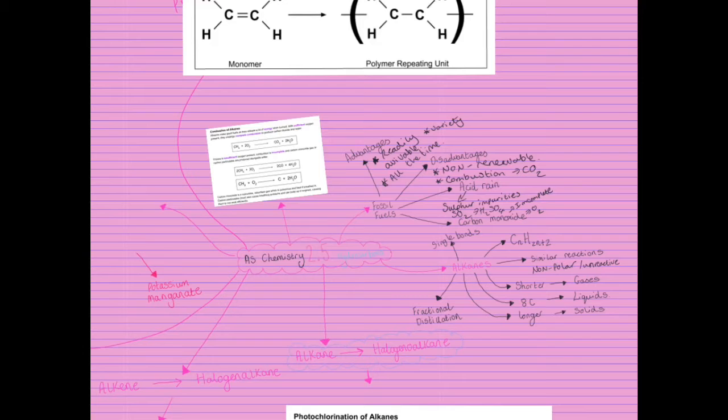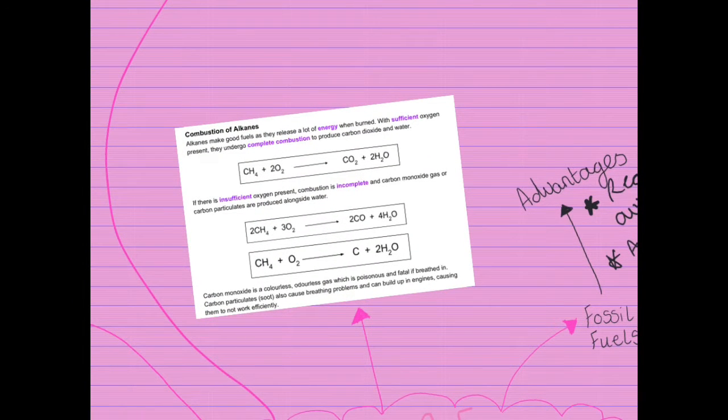Right, so looking at combustion now. Alkanes readily undergo combustion, they're a really good source of making fuel. If there's enough oxygen, they undergo complete combustion and produce carbon dioxide and water.